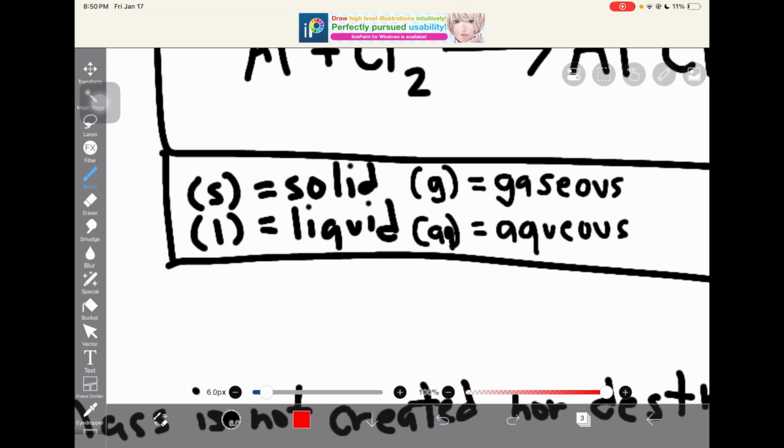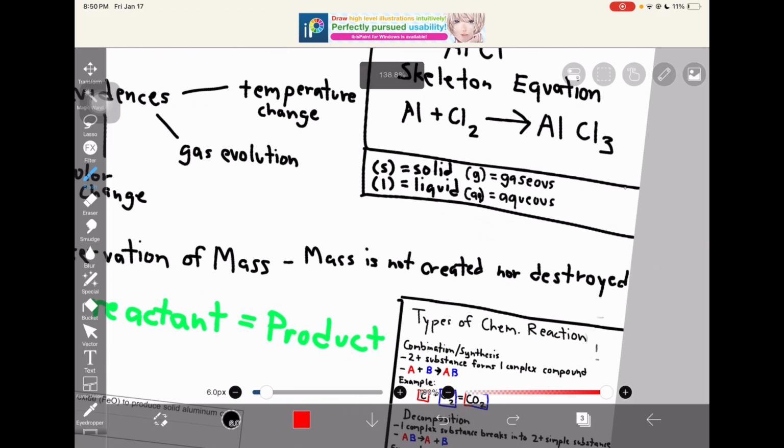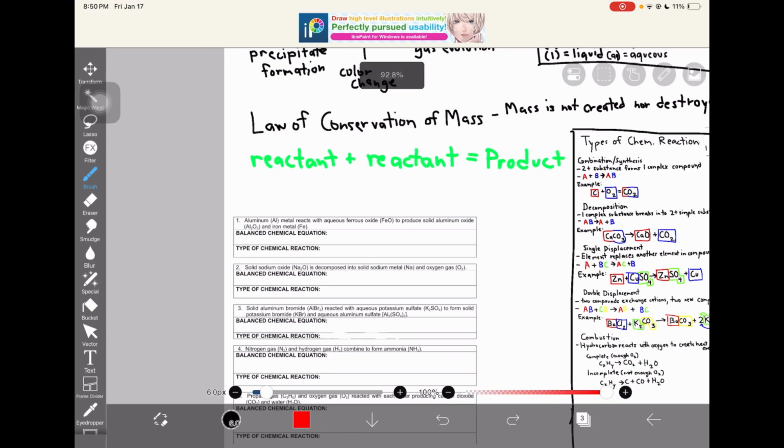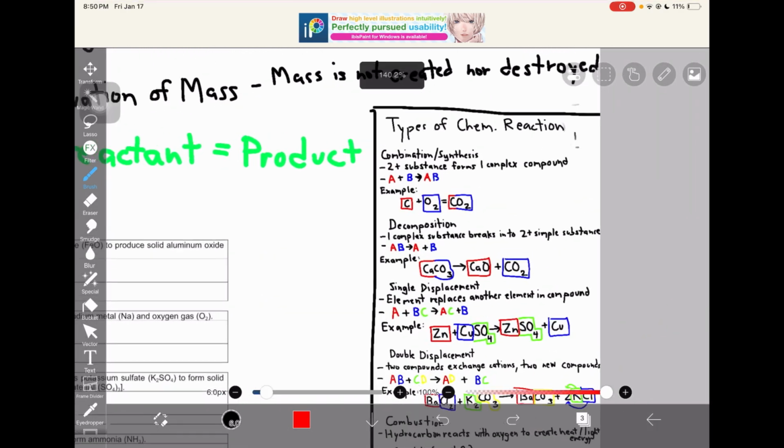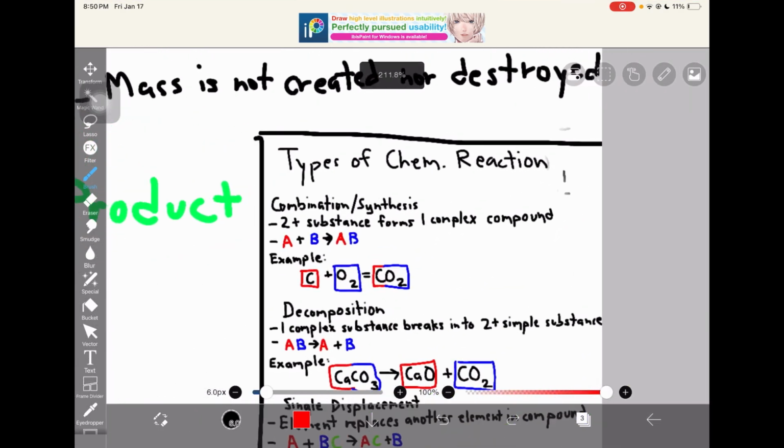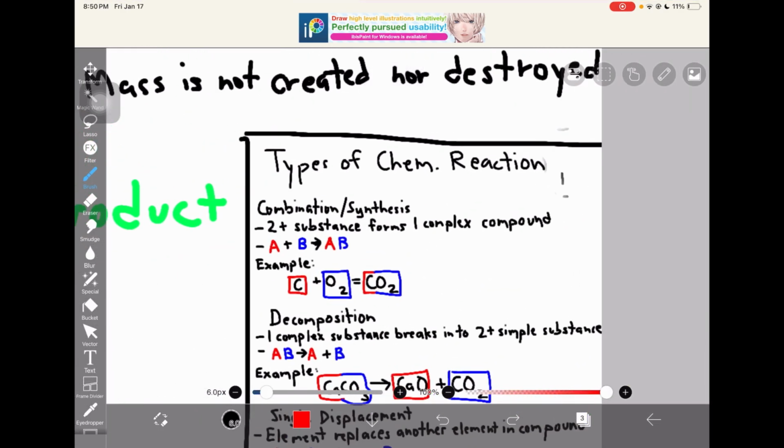And S for solid, L for liquid, G for gas, and AQ for aqueous. These are not required in the formula, but if you just see them, you could ignore them or at least know what they mean. Before we solve for this, I'm going to discuss the types of chemical reaction.